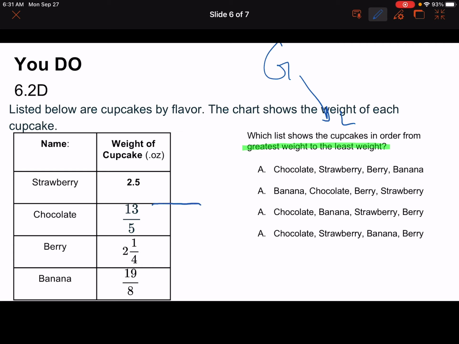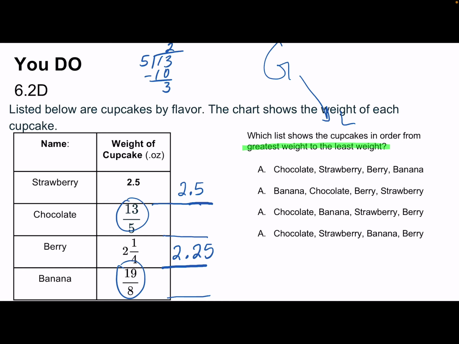We're going to extend each of the chart. So I've got 2.5. 2 and 1/4 is going to be 2 and 25/100. And then they're both improper, so I'm going to divide it out. 13 divided by 5 goes into 13 twice with 3 left over. So I can say that it's equivalent to 2 and 3/5.